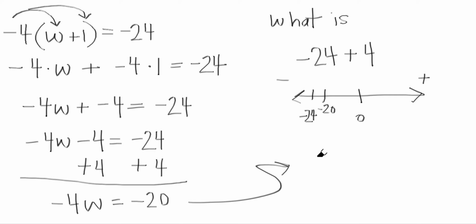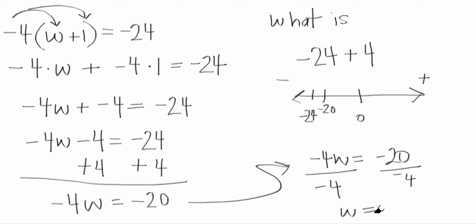Let's take it over here. -4W is equal to -20. You divide both sides of the equation by -4. And then you have W is equal to -20 over -4, which is going to be +5.